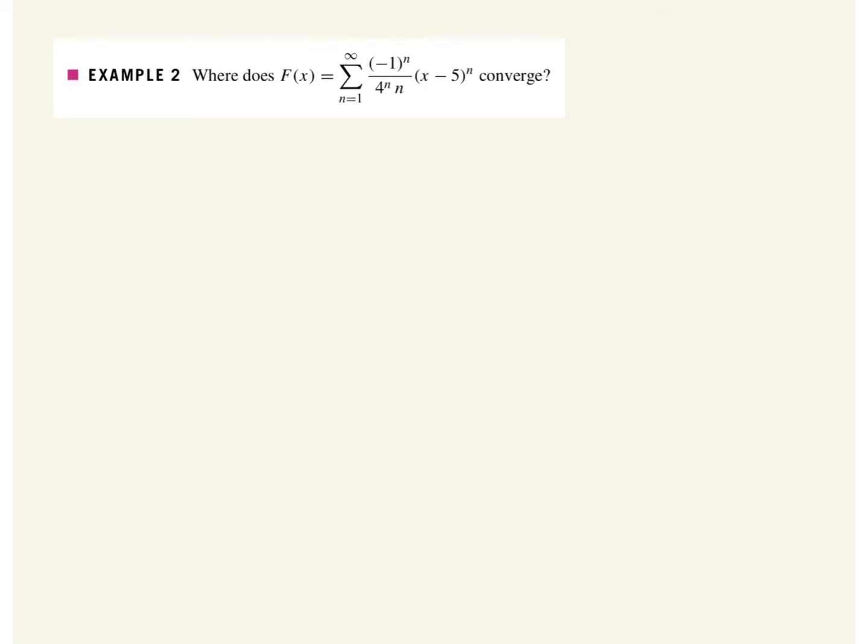Right, so example 2, it's going to be similar. We're going to approach it again with the ratio test. So now f of x is defined as, from 1 to infinity, negative 1 to the n power over 4 to the n times n. So that's like your a sub n times x minus 5 to the n power. There's your power series. Okay? So definitely more complicated here. But we're going to actually approach it in the same way.